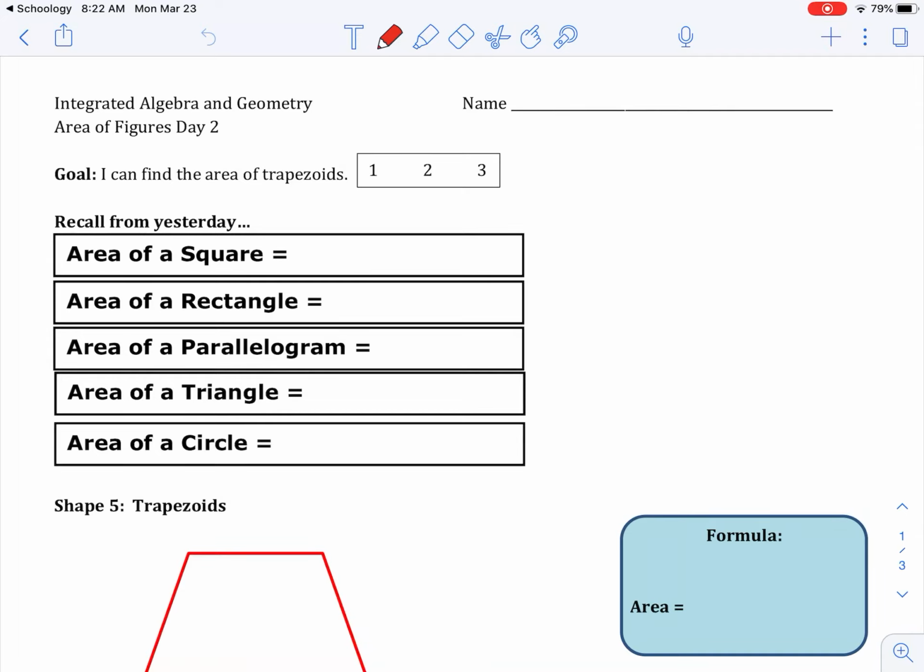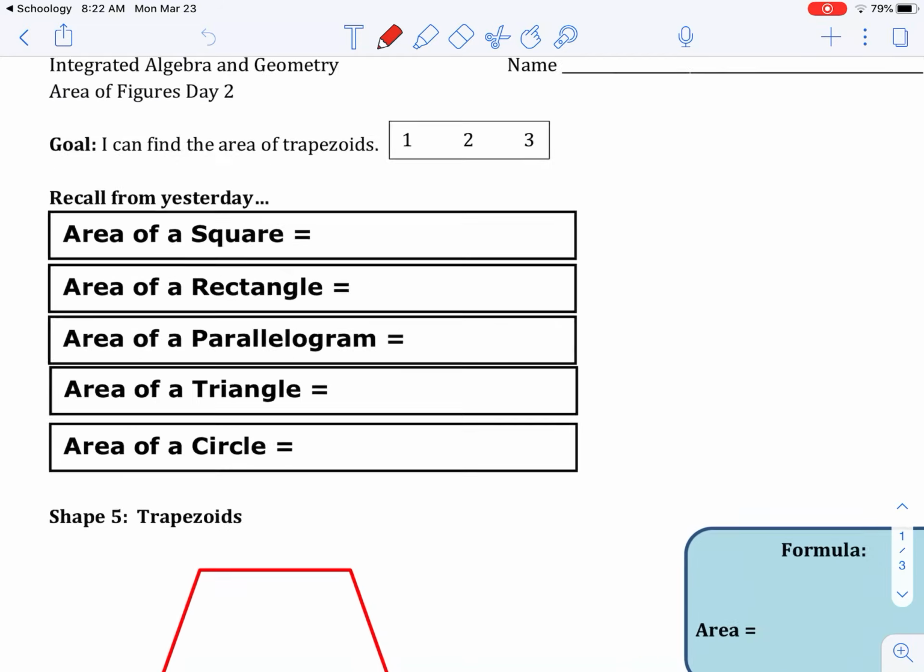Hey everyone, so today's day 2 of area of figures. So what I want you to do really quickly is pause the video, go to your notes, and fill out the area formulas for these 5 figures really quickly. Do it as fast as you can.